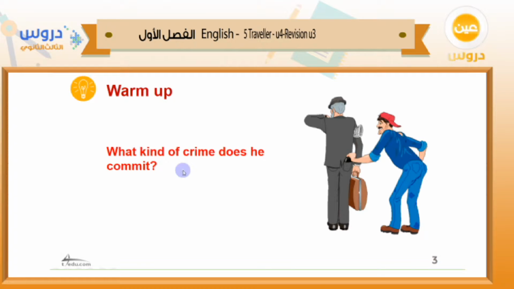Here we go with the warm-up page. And the question for you now, what kind of a crime does he commit? This is an old man, and this is another guy who wants to do something wrong. So what do you think he's doing? What kind of a crime does he commit? What do you think? We have different names for crime as we took in the previous lessons.